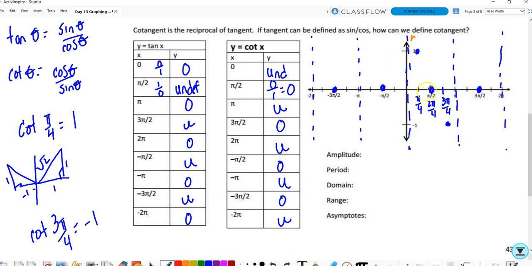Well, third time's a charm. Let me see if I can hit that point. There we go. And come down. So similar to the tangent shape went like this through the origin. So cotangent, it's reflected, it's going to go this way. Approach your asymptotes.